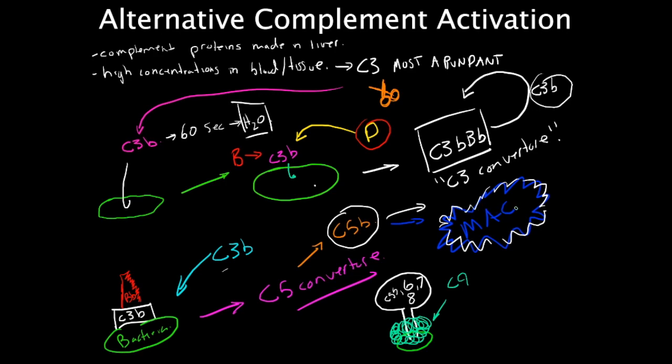So in the next video, I'm going to talk about the lectin activation pathway and then the classical activation pathway. This obviously is involved in the innate immune response because no antibodies are needed.